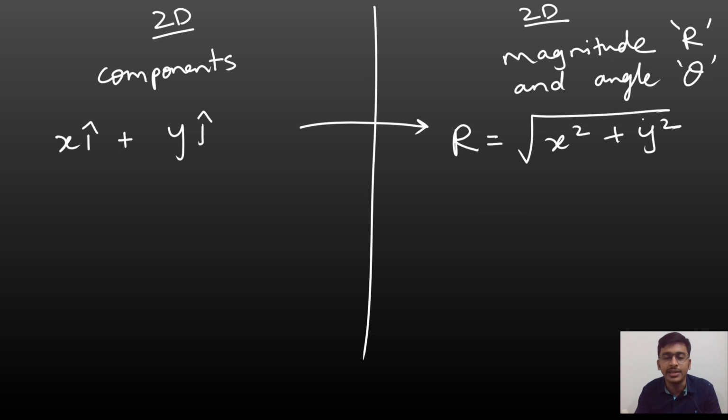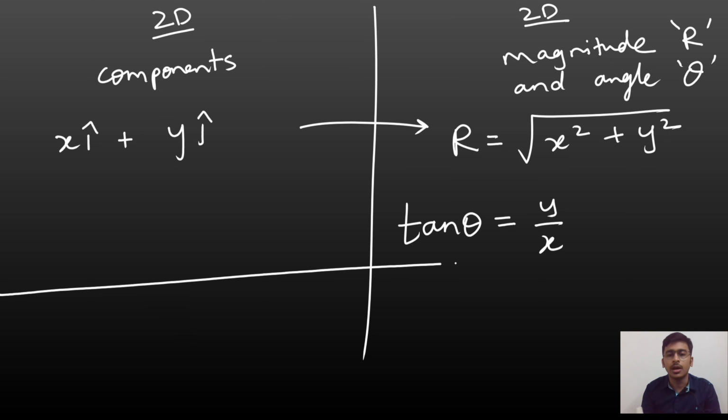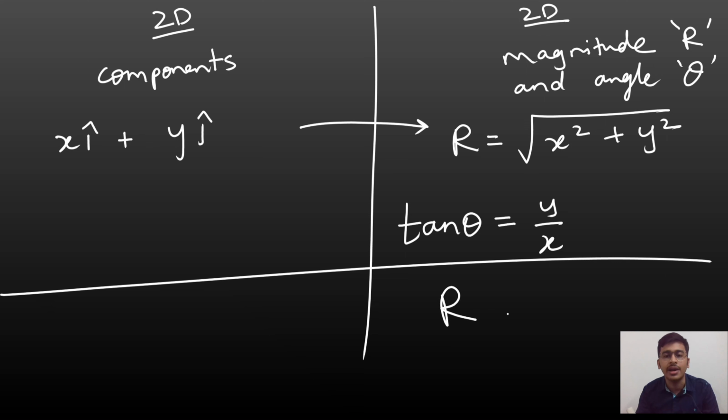And how can I find that theta? We can use a simple trigonometric ratio. It's not just that I can use tan, I can use any trigonometric ratio. I can use sine theta, cos theta, tan theta, sec theta, any trigonometric ratio is okay. So tan theta is nothing but y by x, and I can convert it like that. How do we go the other way around? What if I have r and I have theta? Then how do I go from r and theta to find out what components I have?